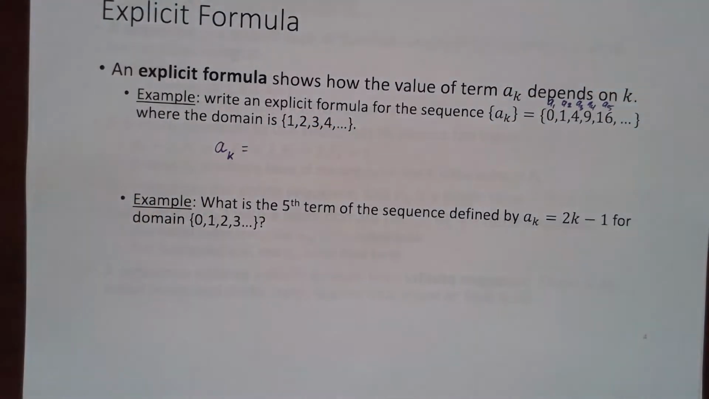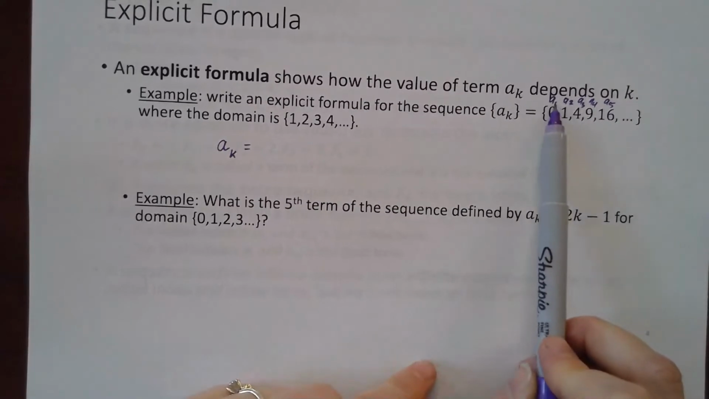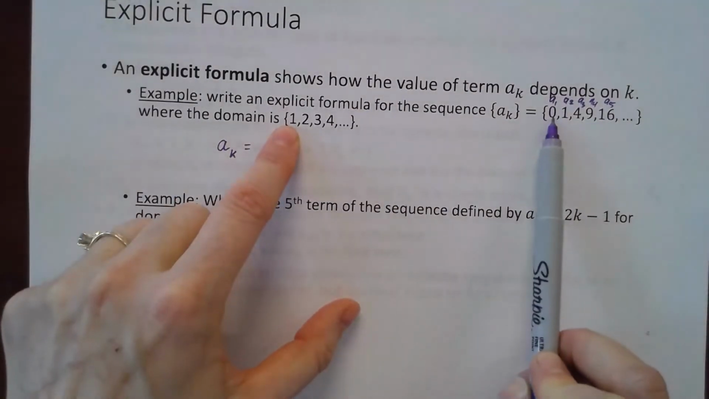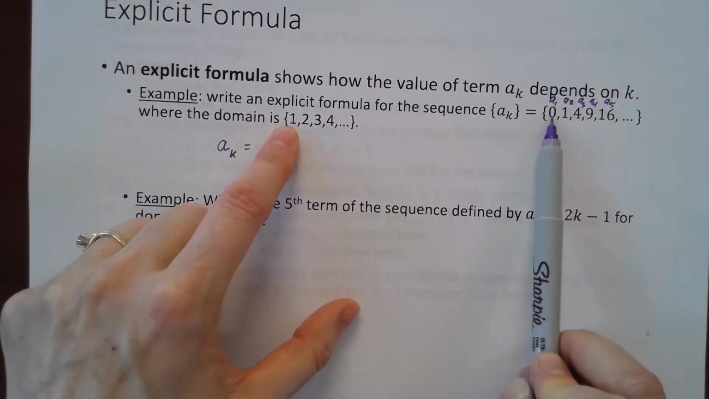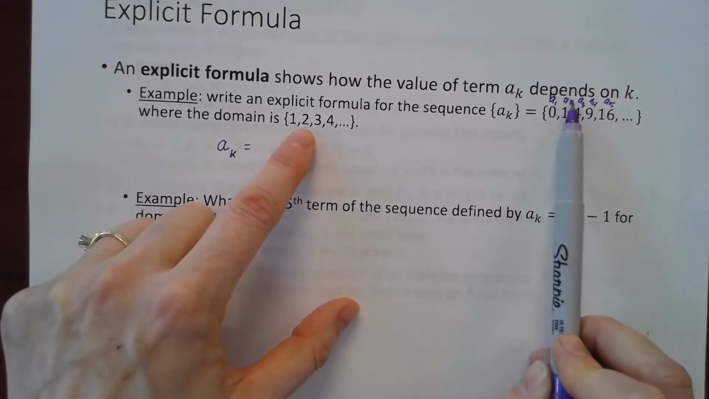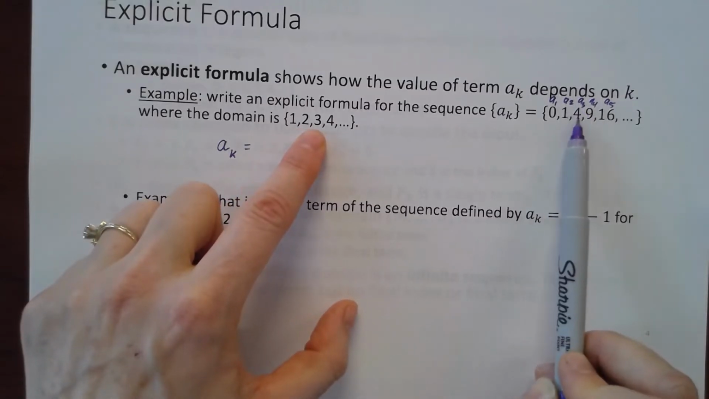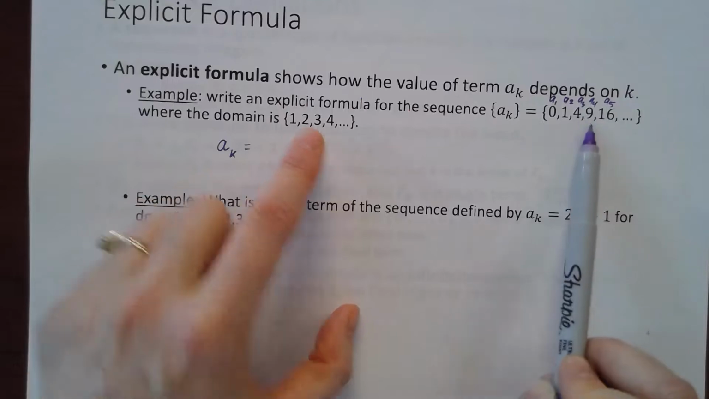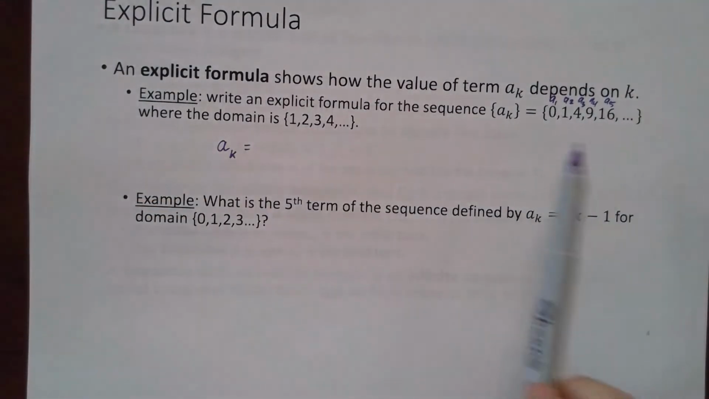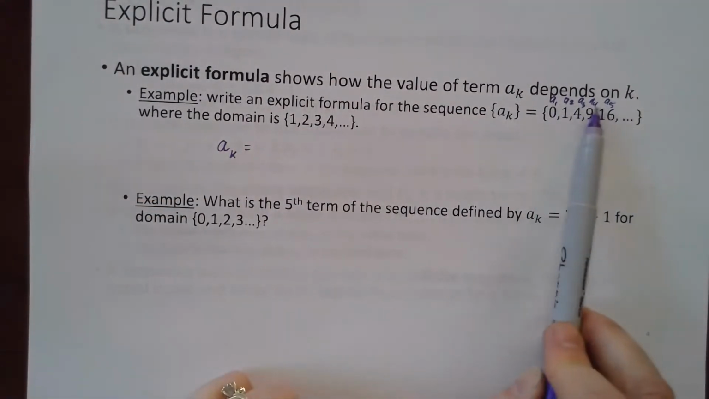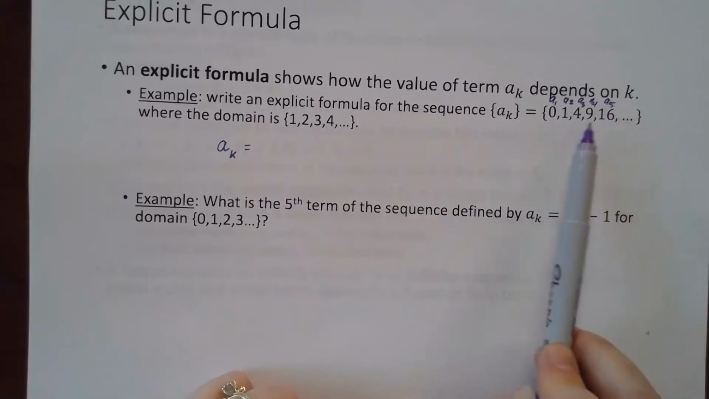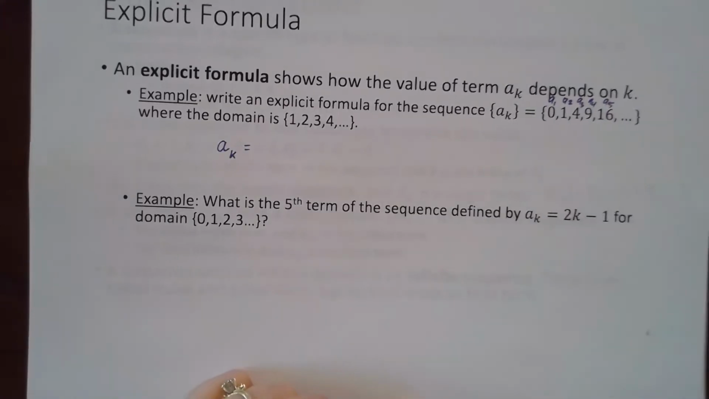Okay, so think about it. When I have the input of 1 from my domain, the output has to be 0. When I have the input of 2, the output has to be 1. When I have an input of 3, the output has to be 4, and so on and so forth. So what's the relationship? What do I have to do with the index to get the output? Index times index. Index times itself.